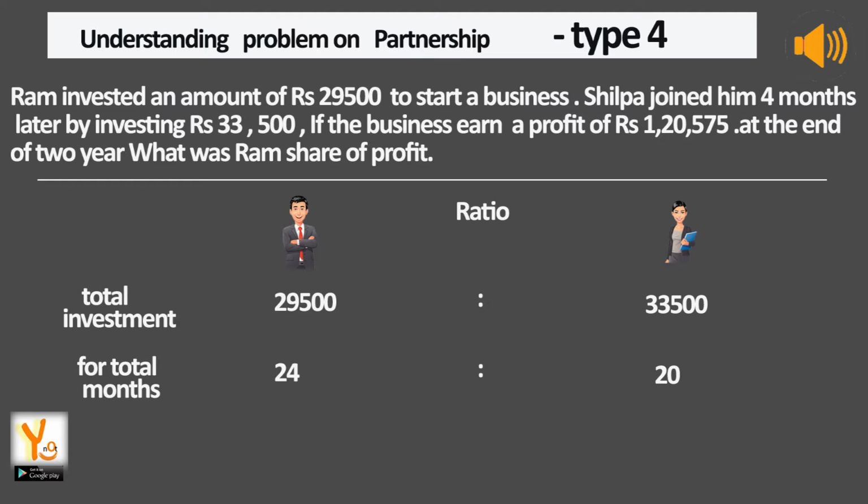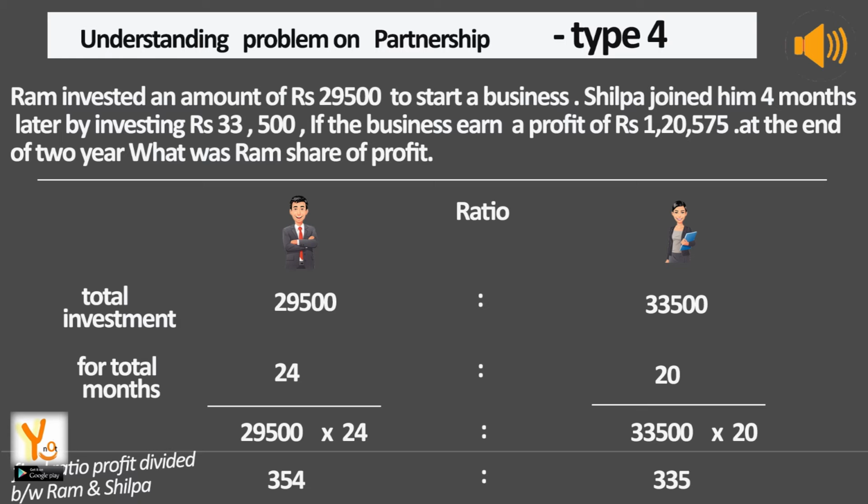Given Ram invested from the start, while Shilpa invested 4 months later, so for 2 years or 24 months, Ram invested for 24 months, while Shilpa invested for 20 months. So the ratio of duration is 24:20. So the ratio of profit shared would be 29,500 into 24 : 33,500 into 20. The final ratio would be 354:335.